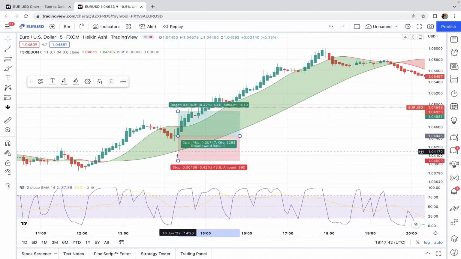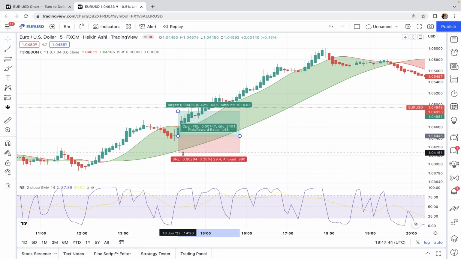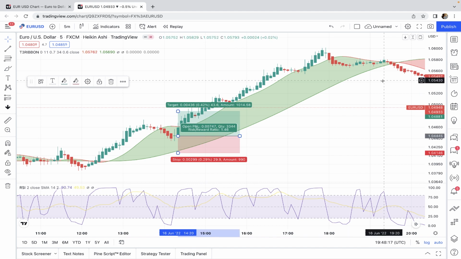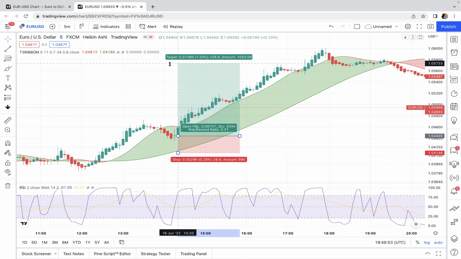The stop loss for this trade is placed just below the wave, and for the profit target, we close our position when this happens: the upper and lower lines cross each other and the wave color changes. So we take our profit here at this point.